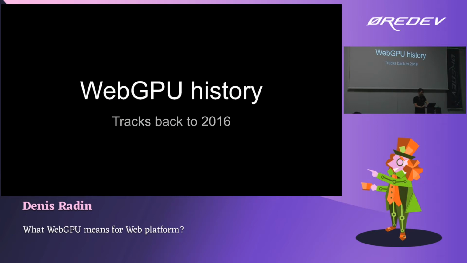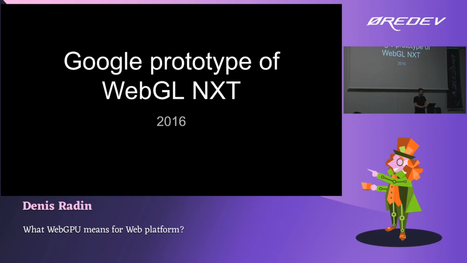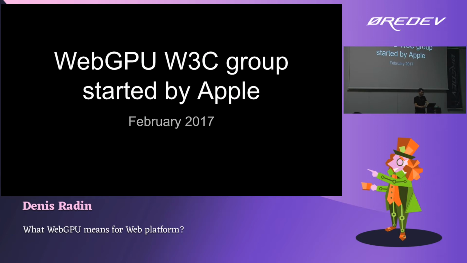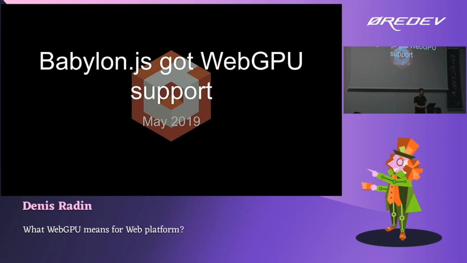History. Since 2016, Google was developing WebGL NXT. So this is the basis for the standard. Then Apple started the WebGPU working group, and Intel was very interested in computational shaders. This is a really bright collaboration of the biggest brands in the industry, even some alternatives like Firefox.